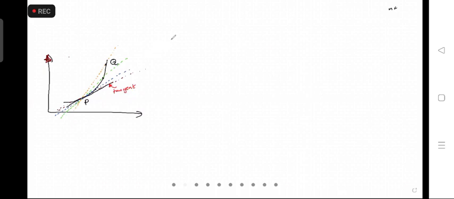Alright, I will ask now a question. Can you bring the Q point onto P? That means P and Q are not different. Q on the P. Can you do it?